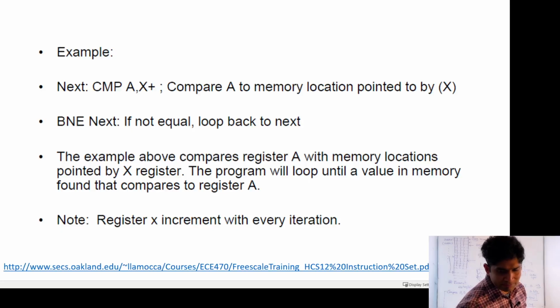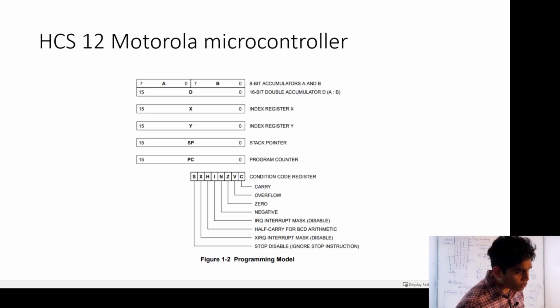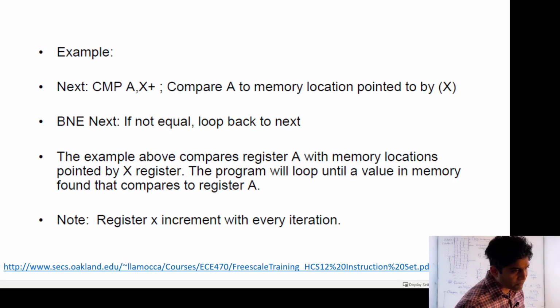Now here's a simple program just to illustrate that. So for example, here I'm comparing whatever content is stored in the A location with the content at the X location. Okay, so this is compare A to the memory location that is pointed to by the register X. So in this case, you're storing in this index register the address of a memory location, and then branch if not equal to, and you specify the next, which is nothing but an actual memory location. So if not equal to, then loop back to next.